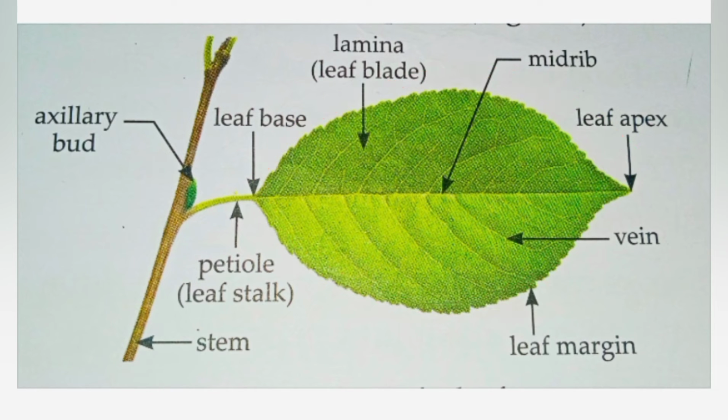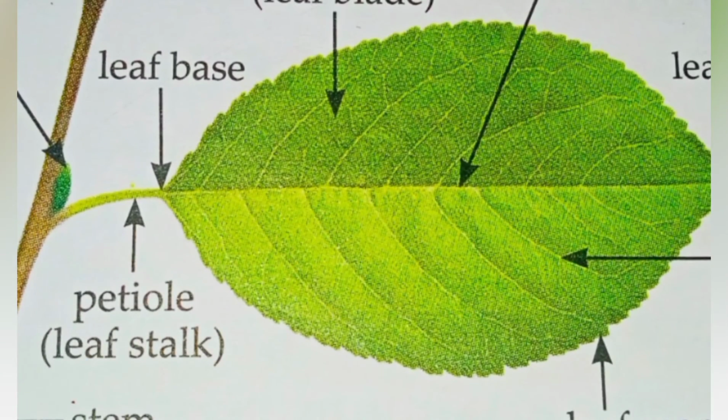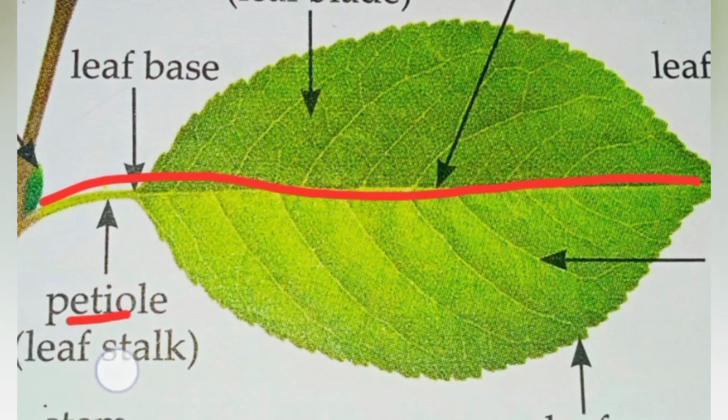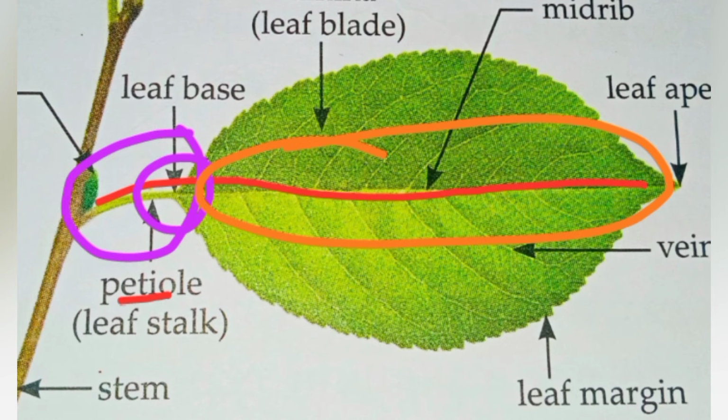Now let's talk about the other part, which is the midrib. The petiole continues into the lamina at the center as a thick midrib. If I zoom the picture a little bit, we can see that the petiole from here is continuing into the leaf. It's not stopping here, it's continuing into the leaf. From here to here, only this portion is regarded as the petiole, this is the leaf base, whereas this part is known as the midrib.